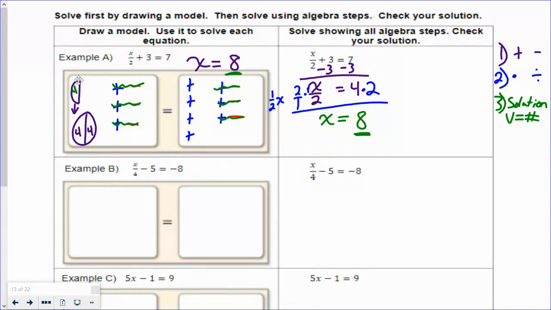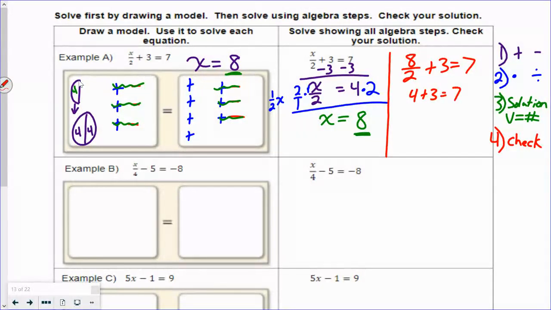Then don't forget, we must check our work. Okay, and checking your work is not just writing the equation and putting a check mark. You actually have to do the arithmetic. Okay, so plug in 8 for x. Now I have to take my 8 and divide it by 2, which is 4. You are not done checking until you get the same number equal to the same number. That is when you are finally done checking your work.